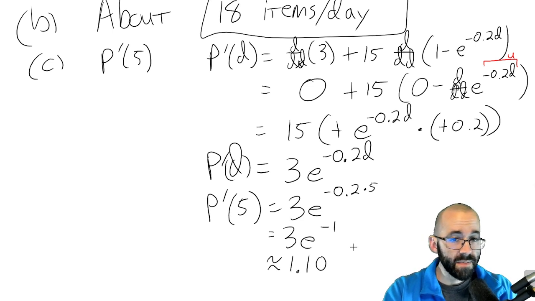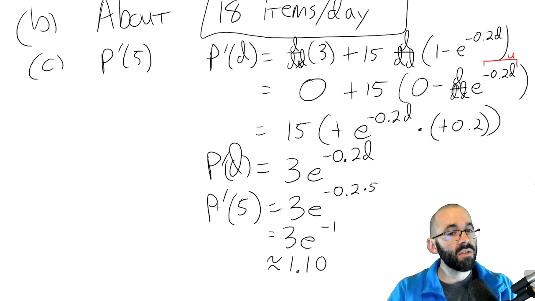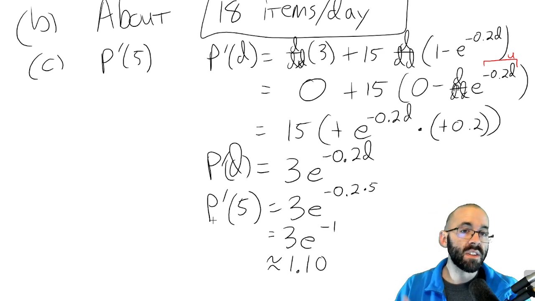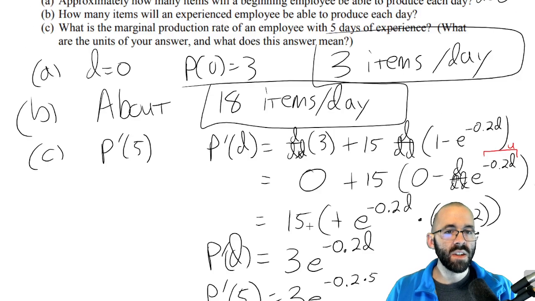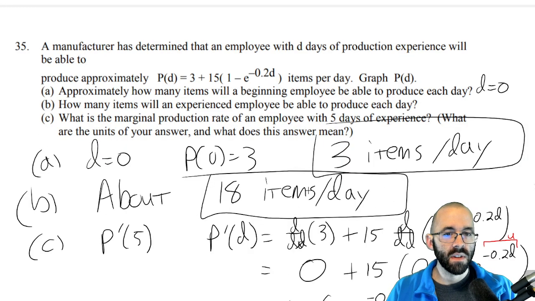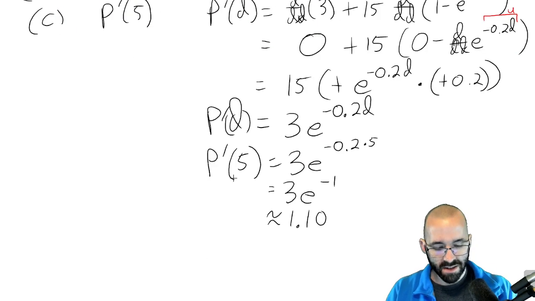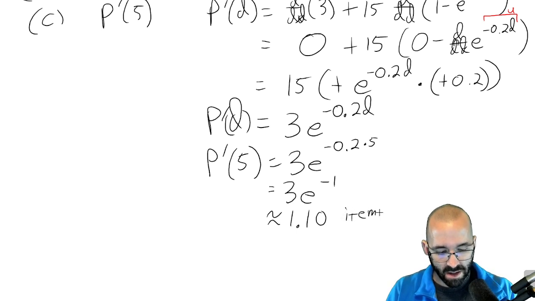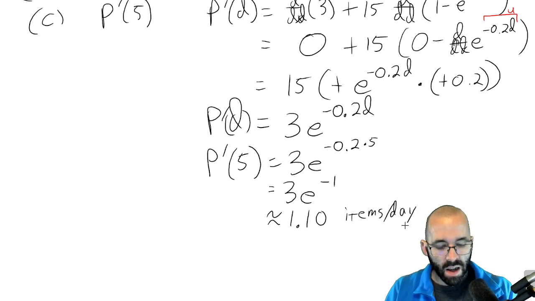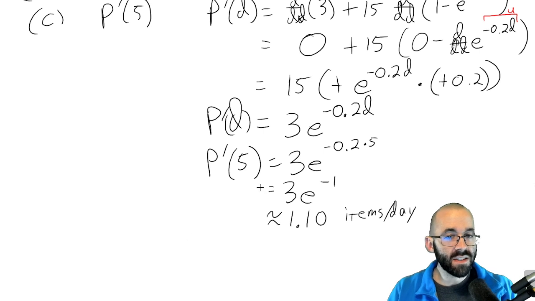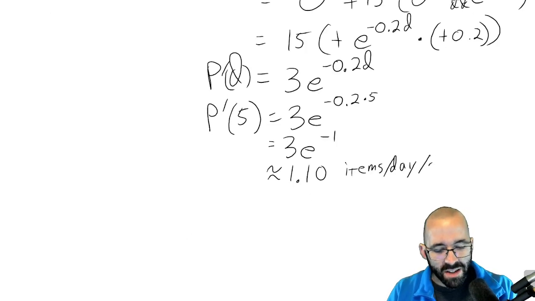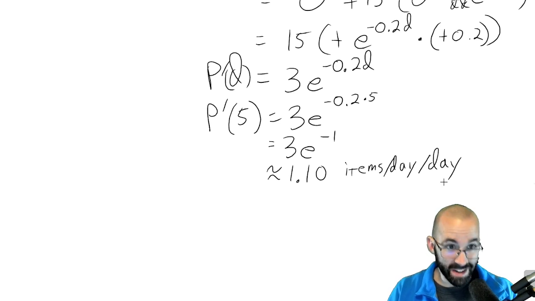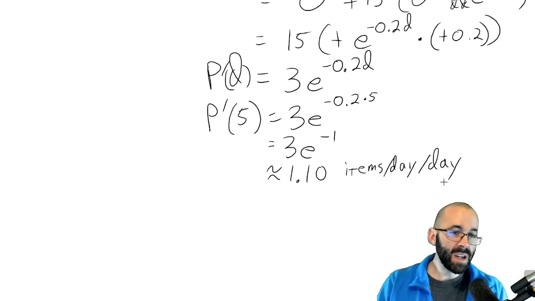What does this mean? And what are the units? Remember, the units of a derivative are just the units of the function divided by the units of the input. What's the unit of the function? Items per day. And we divide that by the units of the input, which are days. So it's going to be items per day per day, which is a little weird.